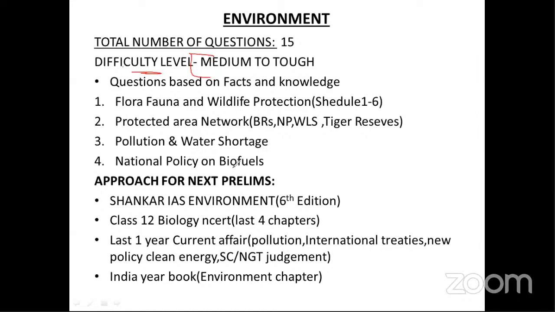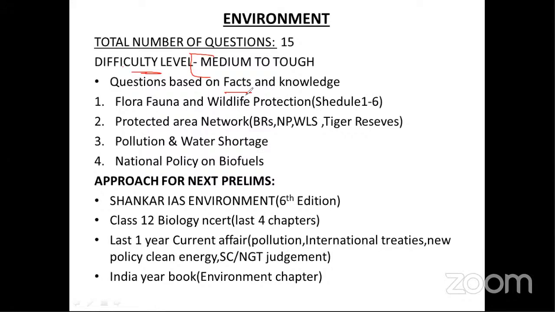Okay, if you have a good command of the basic NCERT readings, and also the last couple of months of current affairs, then you can easily solve the questions. The questions were based on facts and knowledge, meaning entirely factual information you should know. For example, you should know about the important species of India.